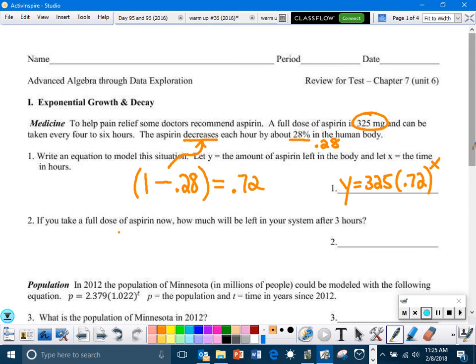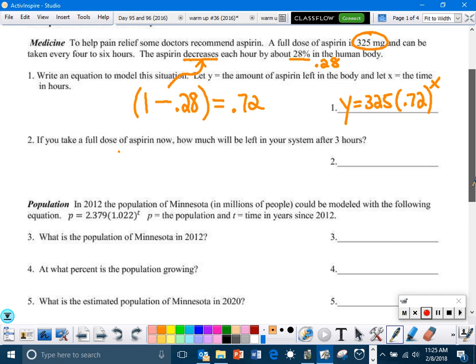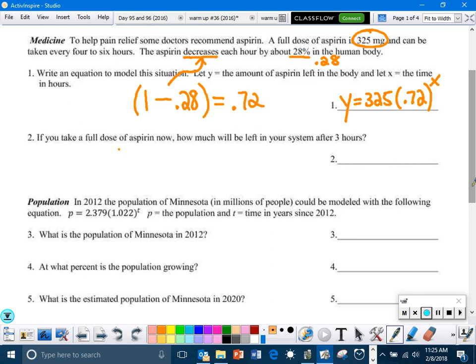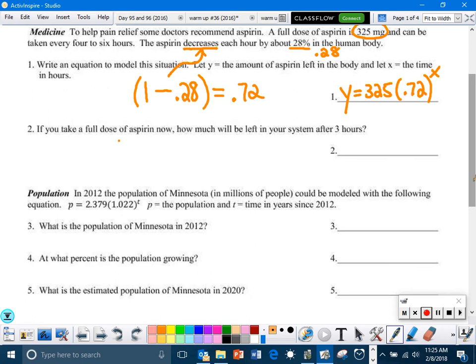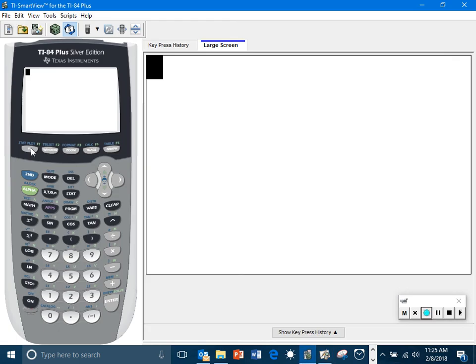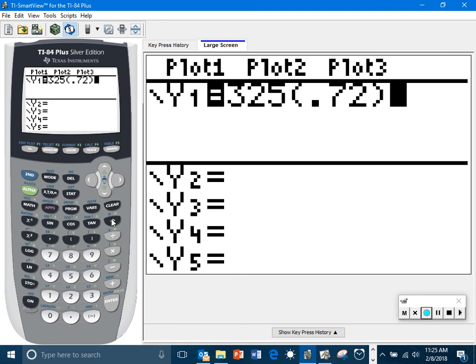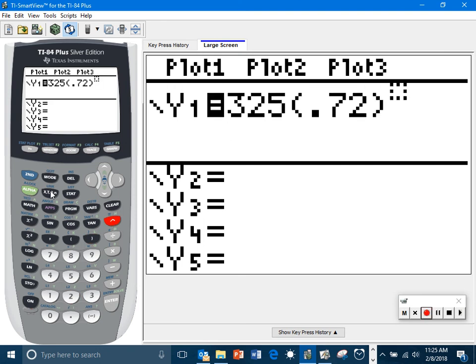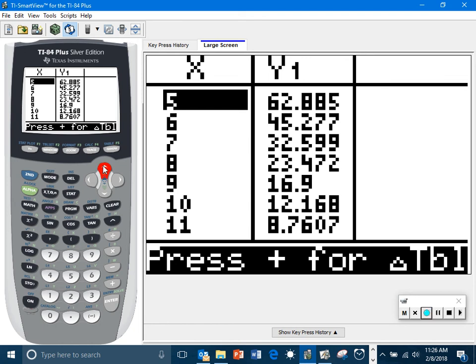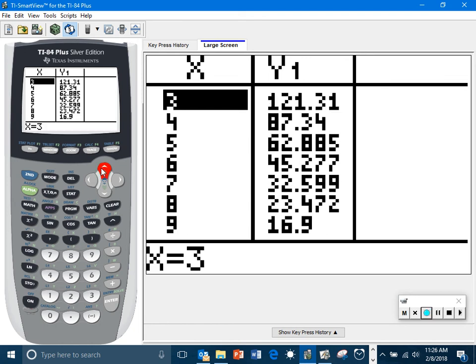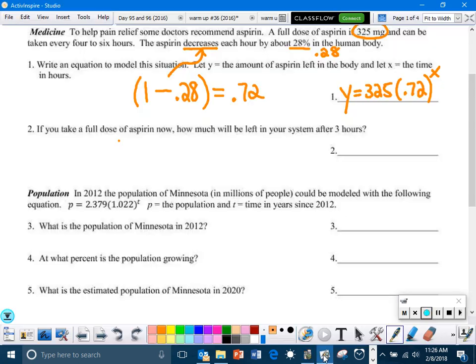Now, if you take a full dose of aspirin, how much will be left in your system after 3 hours? We can use our calculator. We can simply go to our y equals screen and type in 325 times the 0.72 raised to the x power. Go to your table, second graph. Look up the number 3 for 3 hours, and we see that we have 121.3 milligrams left in our system.